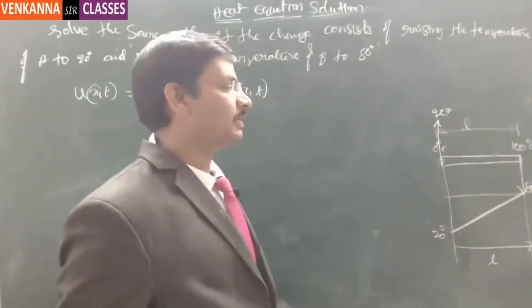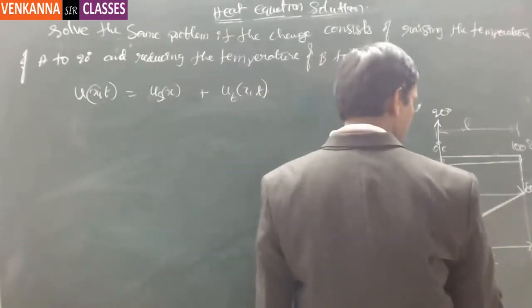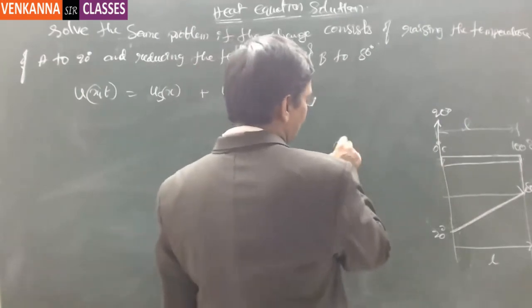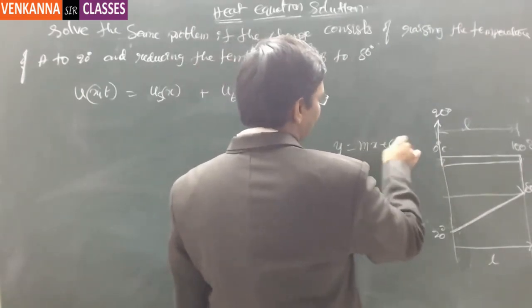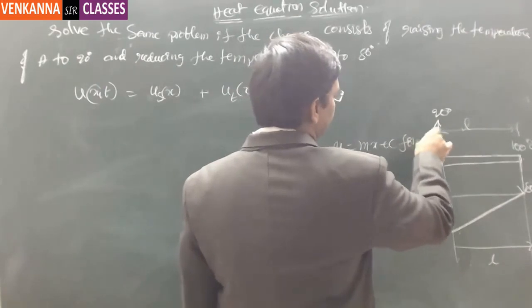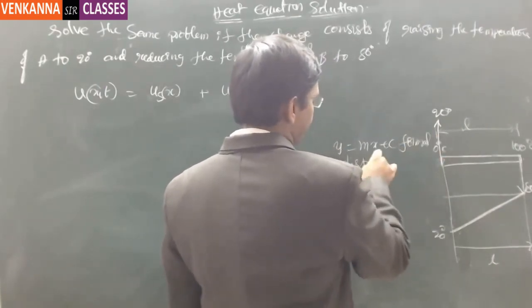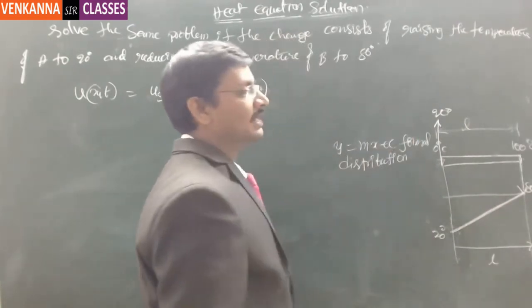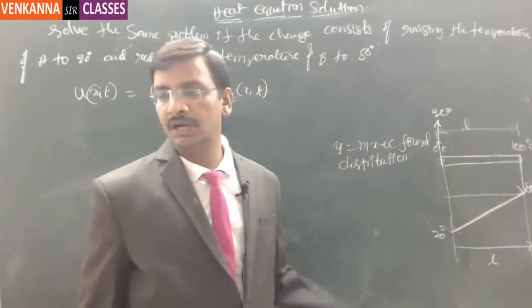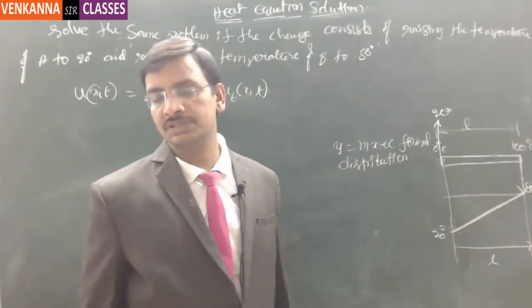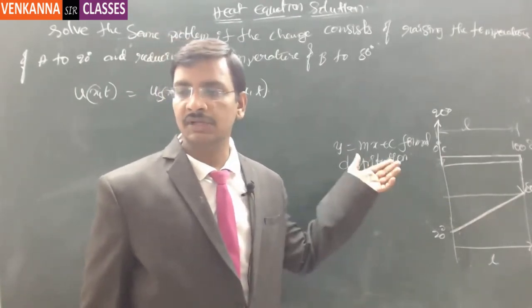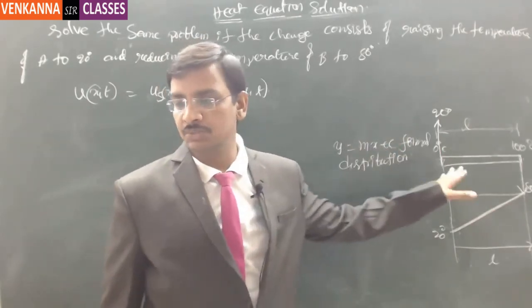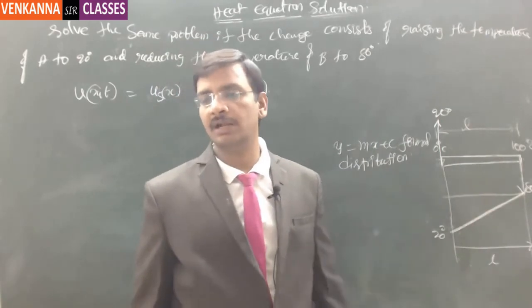Now the slope of this particular curve is nothing but 80 minus 20 divided by L. So that is the y is equal to mx plus c format distribution. So this is the steady state solution. Why are we calling the earlier one the initial part and now we say it is the steady state solution? Because earlier, before we made the temperature 0, this is how the temperature was distributed, in a linear format, like 100 by L times x.